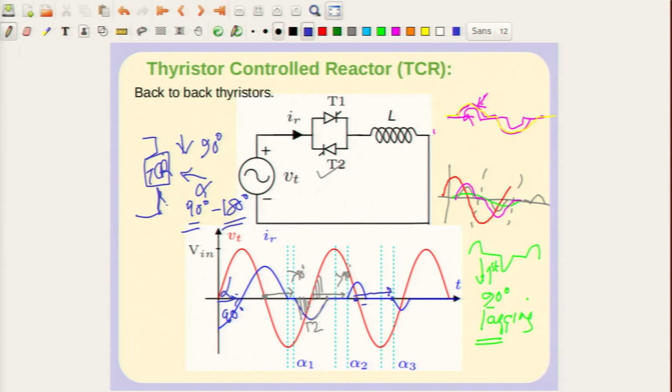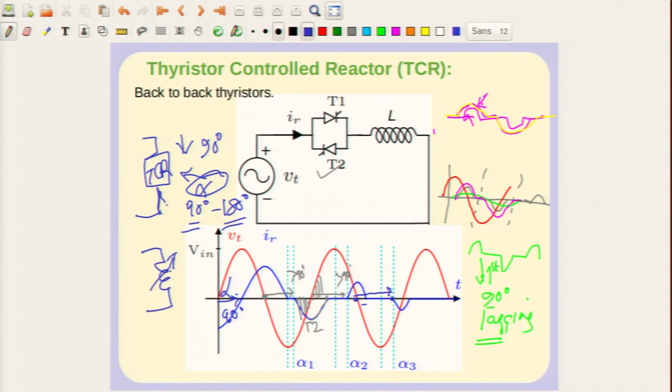So, this is a variable, you can say it draws a variable current depending on what alpha you give, or rather I should say you can change the fundamental component of current drawn by changing this alpha, and therefore, this acts like a variable inductor.